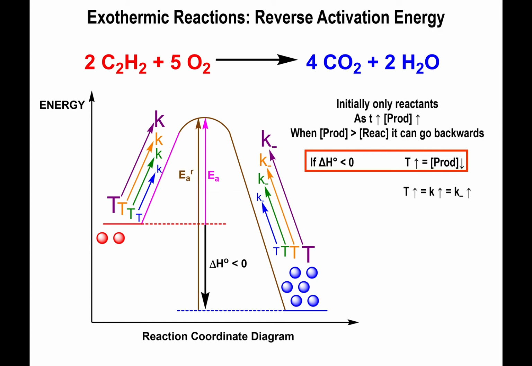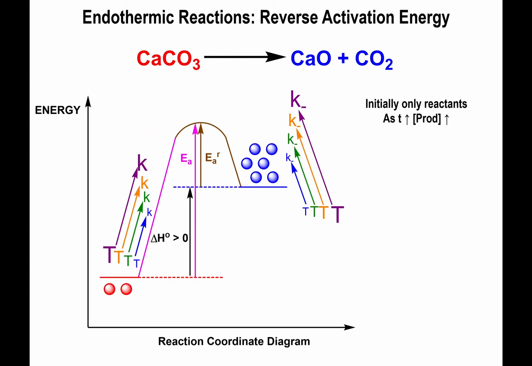So in a reaction like this, where the reactants are at a higher energy than the products, meaning that you are dealing with an exothermic reaction, you don't want to increase the temperature. And we're going to show you in a second with the equilibrium expression why that is.